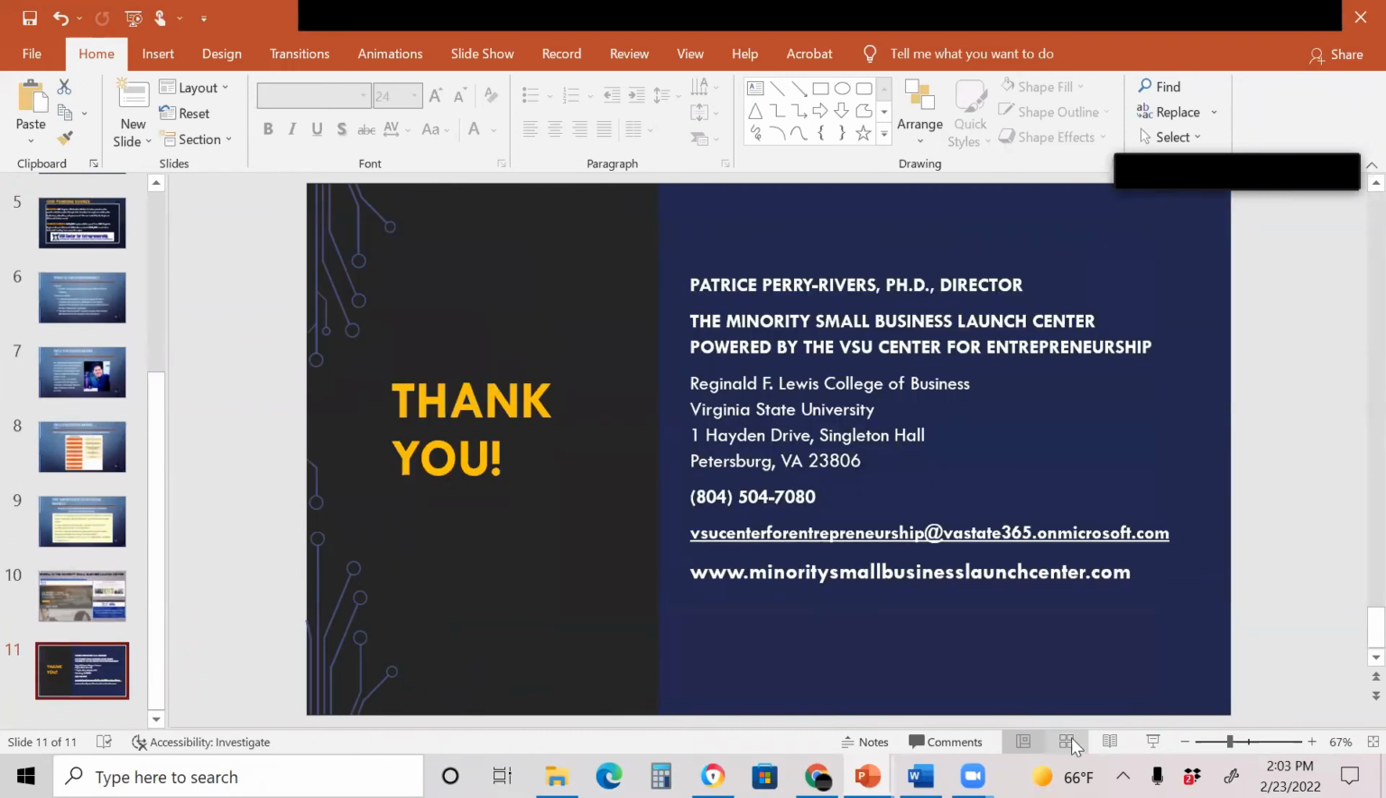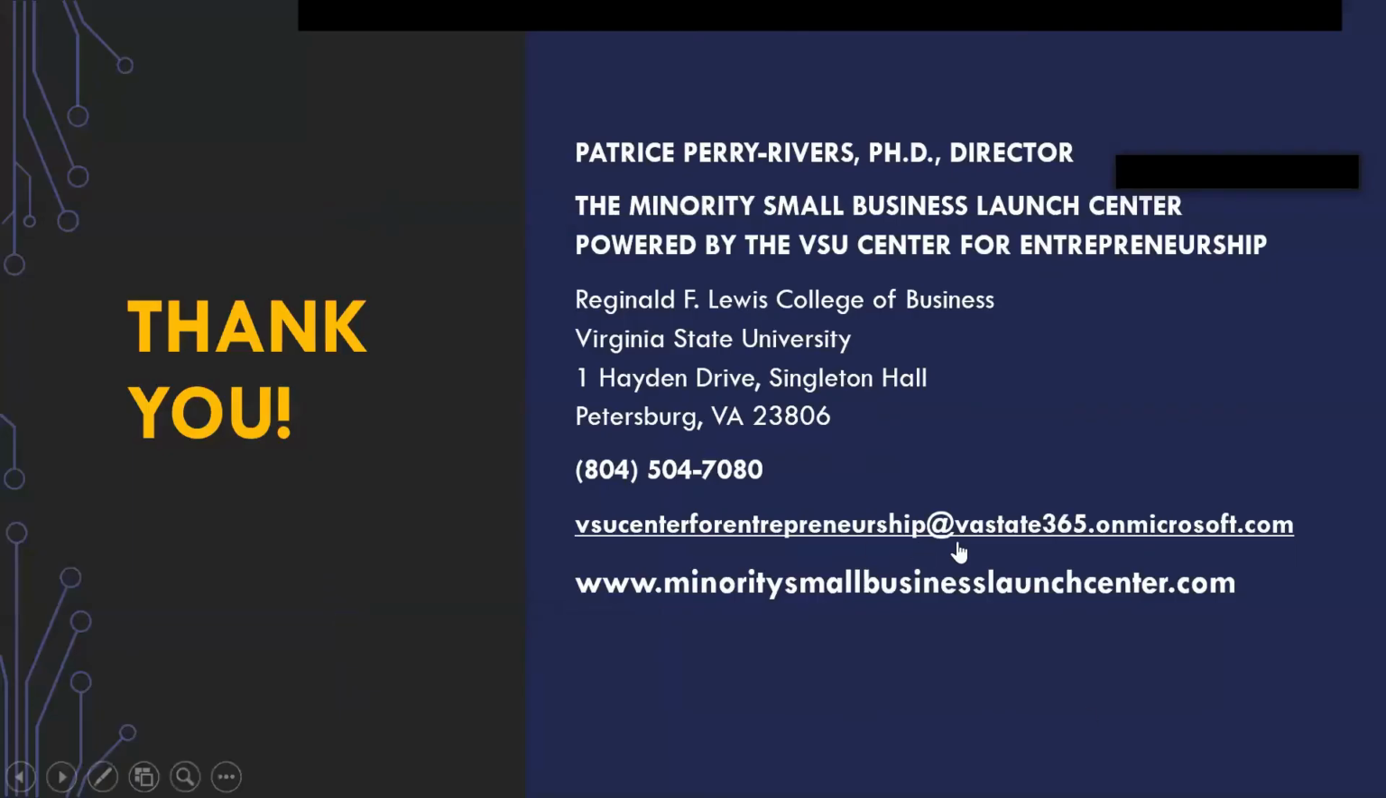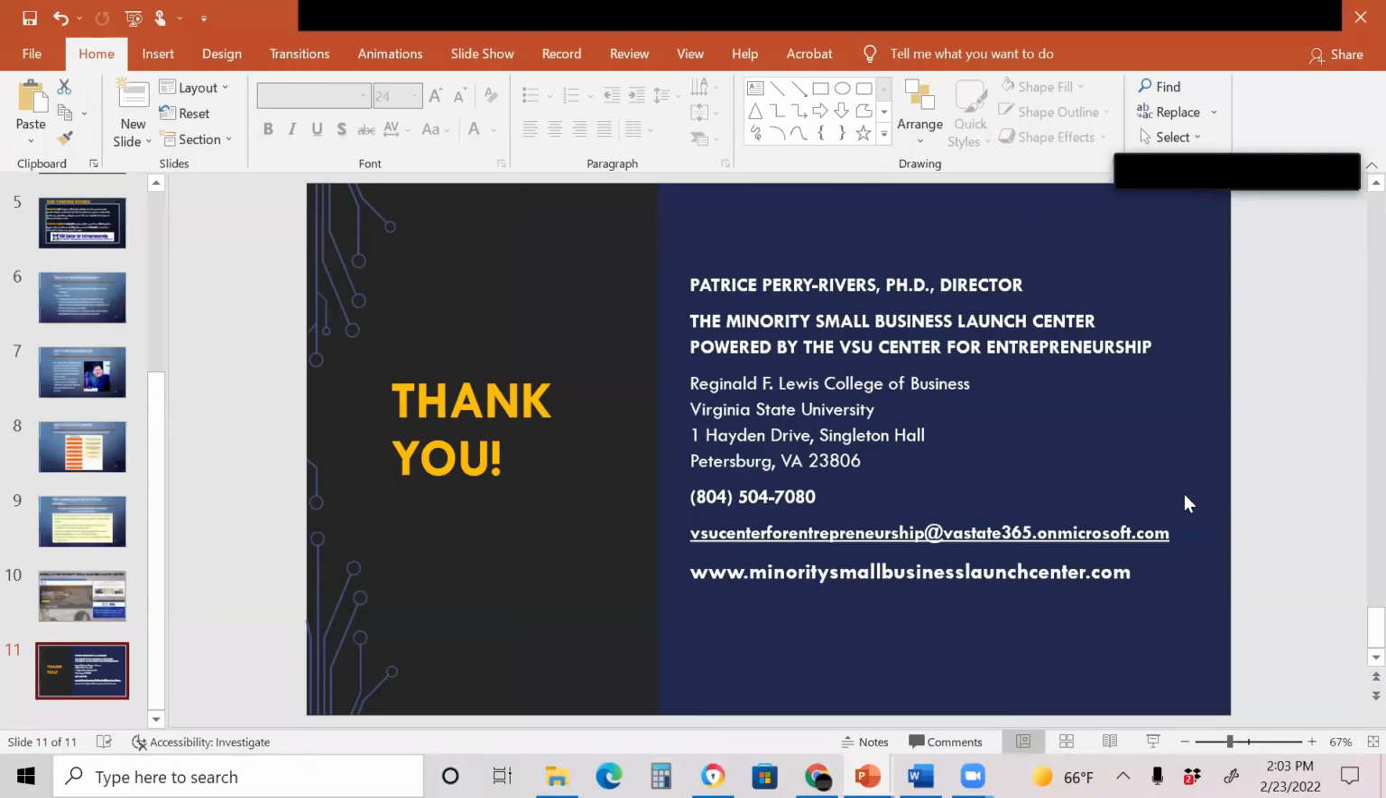And then you would send your email. Let me make this larger. I know it's a really long email, but you can remember the very first part of it is simply VSU Center for Entrepreneurship, and then at vastate365.onmicrosoft.com. And then you'll be able to get this template if you are not enrolled in the certification plan. Did that answer your question?